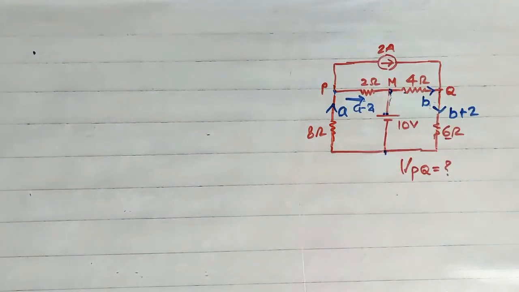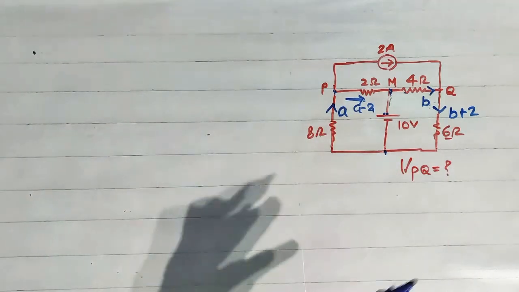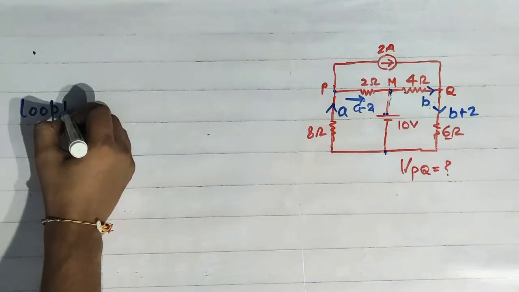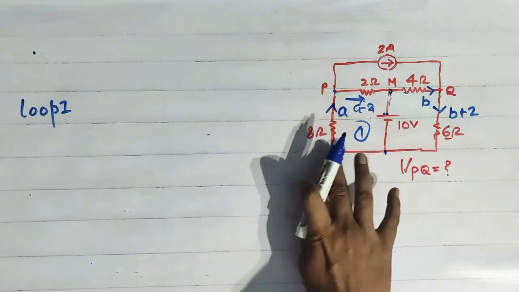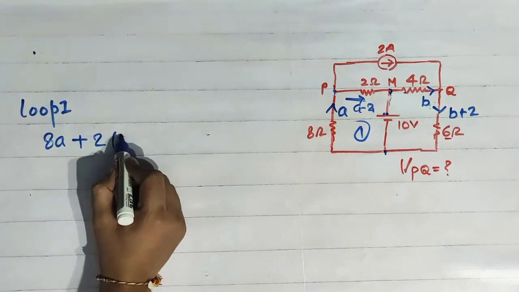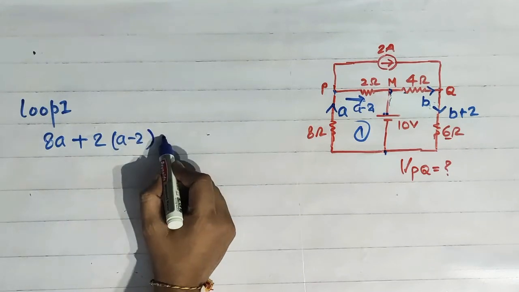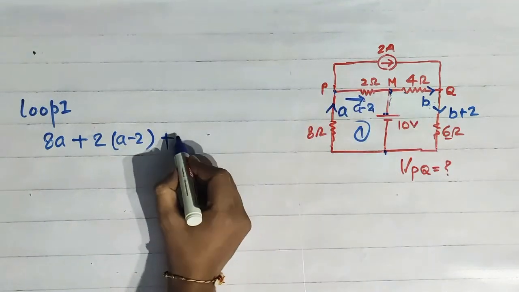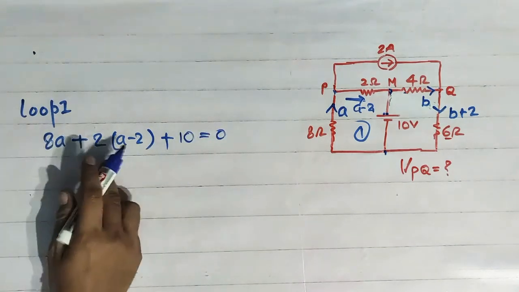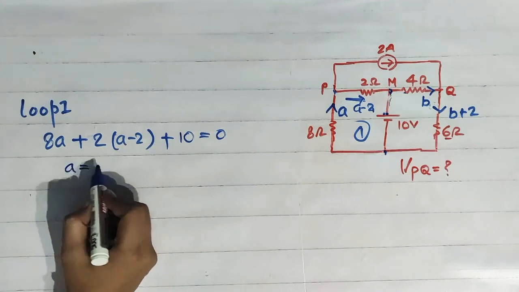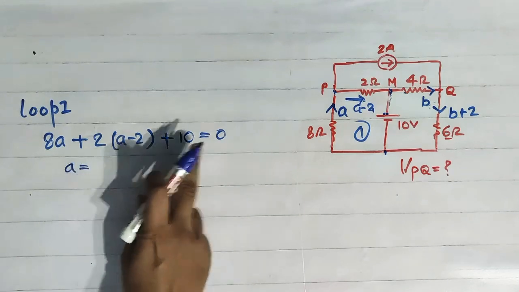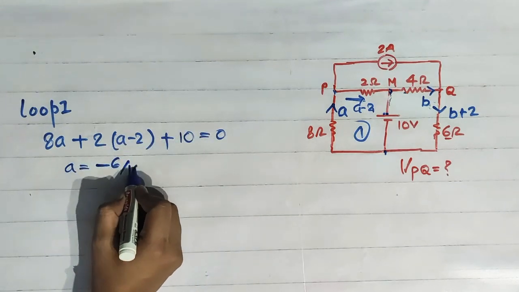After assuming these currents, we can easily apply KVL and KCL now. Take loop 1. On applying KVL, we get 8A plus 2(A minus 2) plus 10 equals 0. So we get A equals minus 6 by 10, from 8 plus 2 is 10, minus 4.